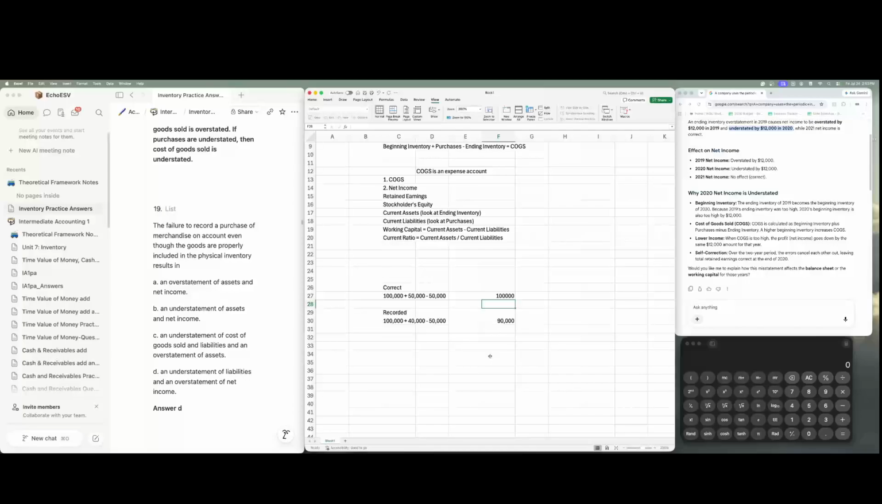So that means that cost of goods sold is understated. If the expenses are understated, the net income is overstated. The ending inventory: no effect. Purchases have been understated. And if the current liabilities are understated, it's going to seem like there's more working capital, so it's going to be overstated.